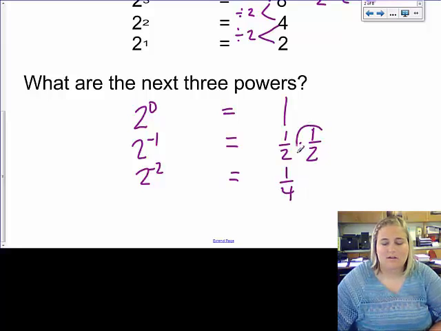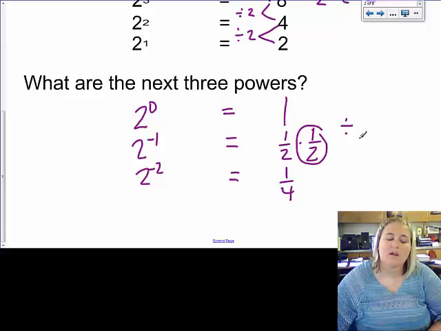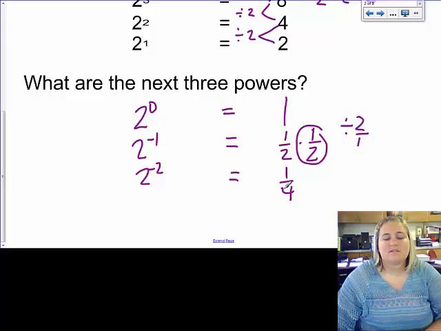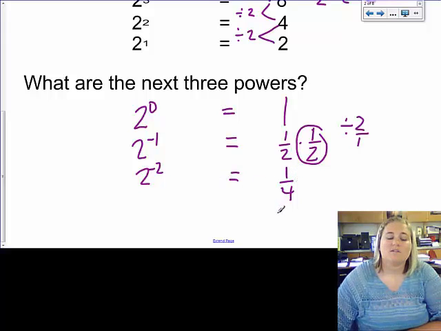This, remember, is the same as dividing by 2, because 2 is over 1, so I could flip it and multiply. That's where I got that from. So these would be the next 3 powers. 2 to the 0, and anything to the 0 is equal to 1. 2 to the negative 1st is equal to 1 over 2. And 2 to the negative 2nd is equal to 1 over 4.